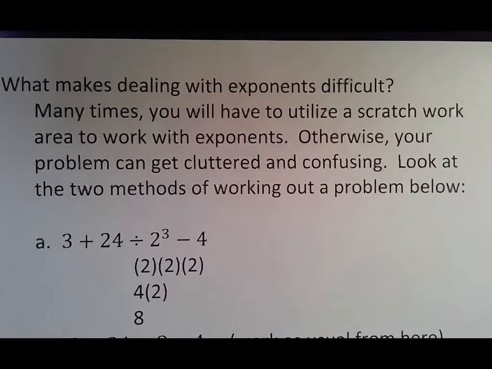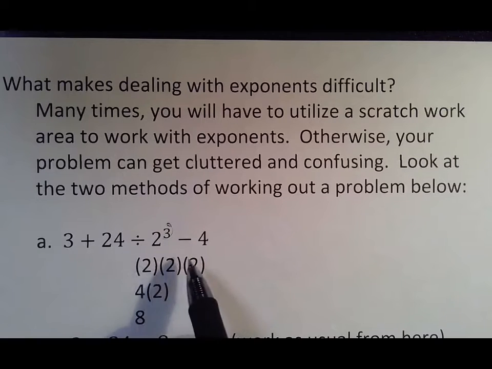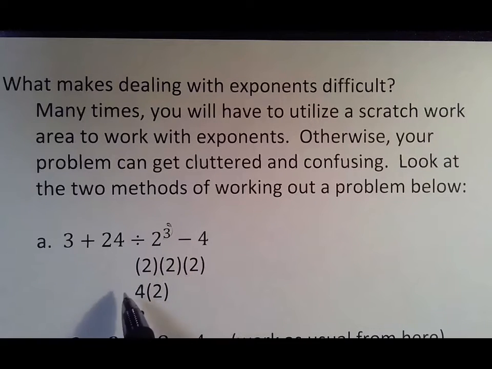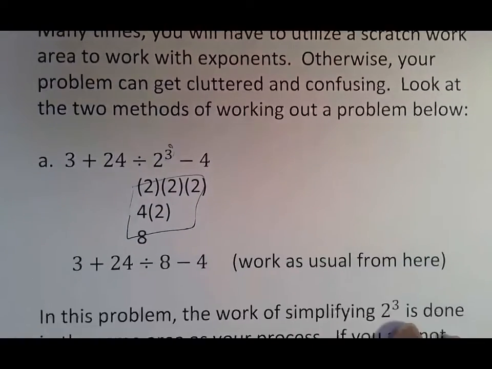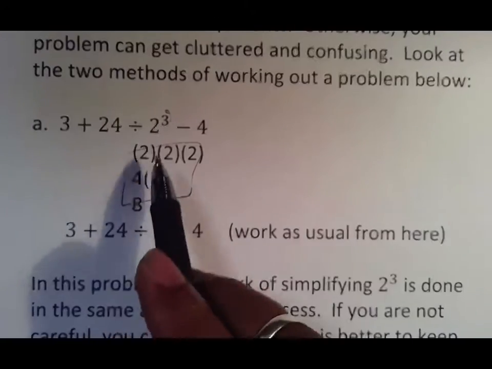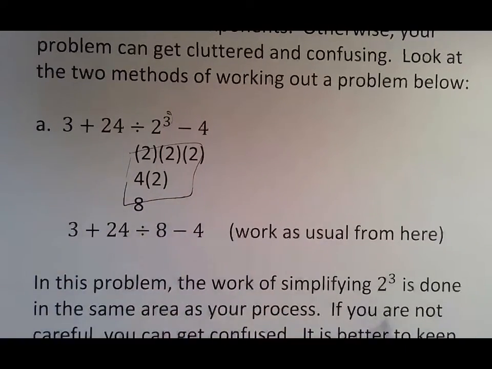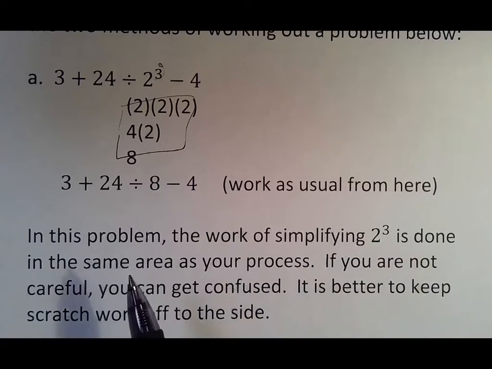So what if I worked out this problem here and I saw that I was going to do 2 to the third and I simply did 2 times 2 and did all this stuff? Notice how the scratch work that I'm doing is actually in the way of where I'm doing work. I wouldn't do that because it throws off everything. In this problem, the work of simplifying 2 to the third is done in the same area as your process, which you don't want to do.